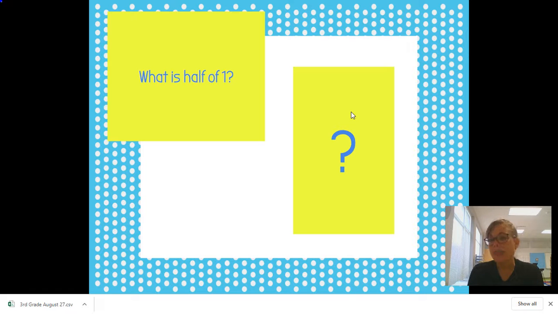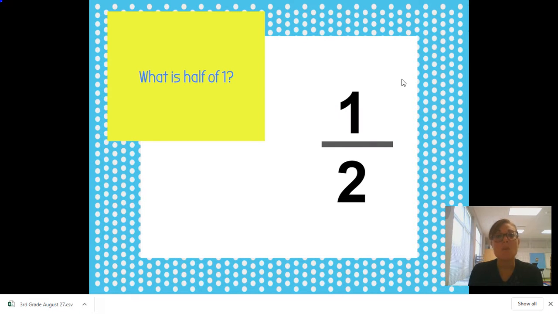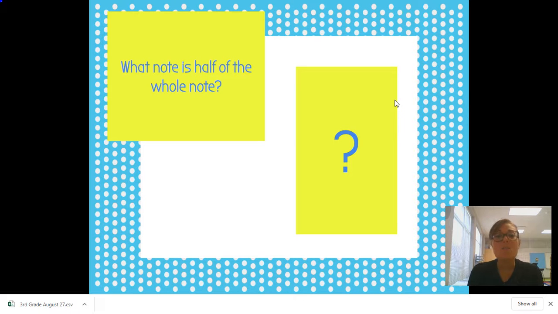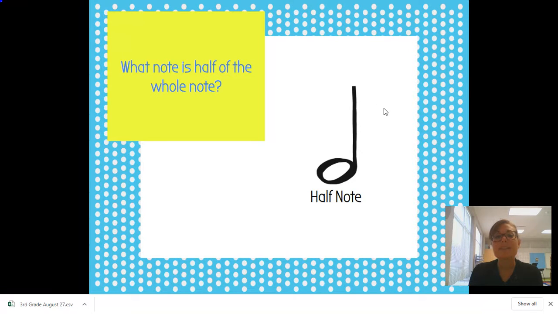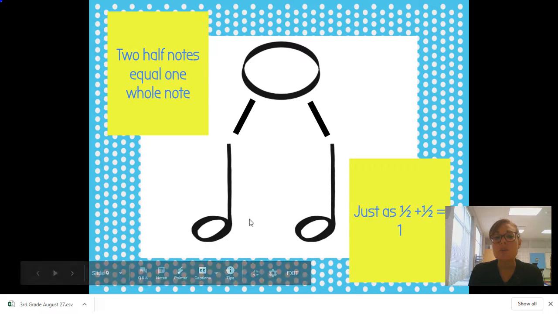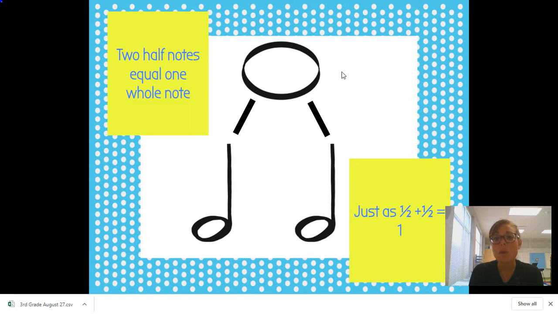So in math, what is half of 1? 1/2. What note is half of the whole note? The half note. That's why it's called a half note, because it is worth half of the whole. So it will always take 2 half notes to equal 1 whole note.